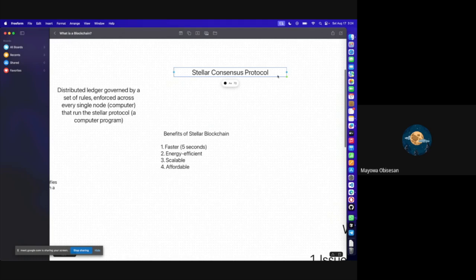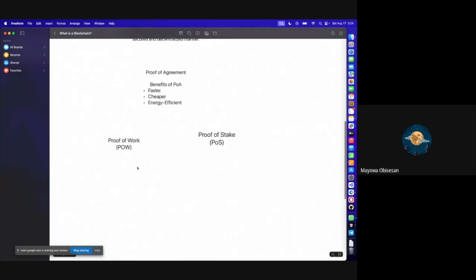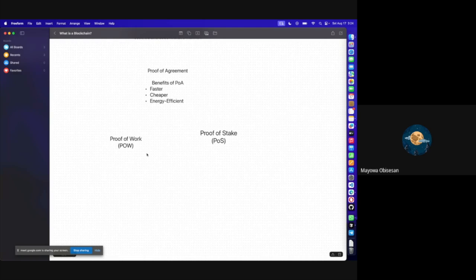Now, there are different types of consensus mechanisms in blockchains. Popular blockchains like Bitcoin and Ethereum make use of proof of work. Proof of work is a kind of consensus mechanism, the rules that govern the Bitcoin network, whereby nodes need to prove that they have the capacity to solve an equation. Basically, that's what it means.